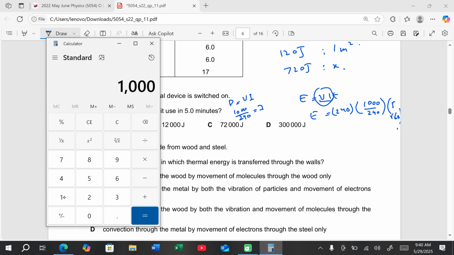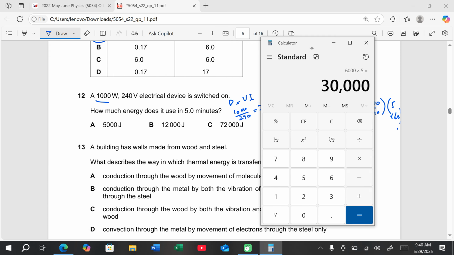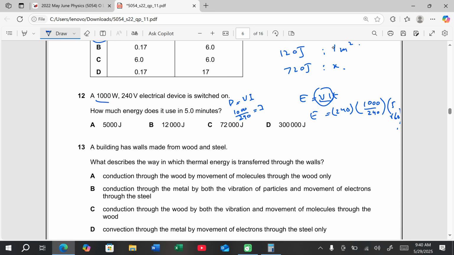1000 times 60 times 5, sorry. So I'll have to do it again. 1000 times 60, because there are 60 seconds in 1 minute. I need to convert this 5 minutes into seconds. So this is 300,000, right? So time has to be in seconds.